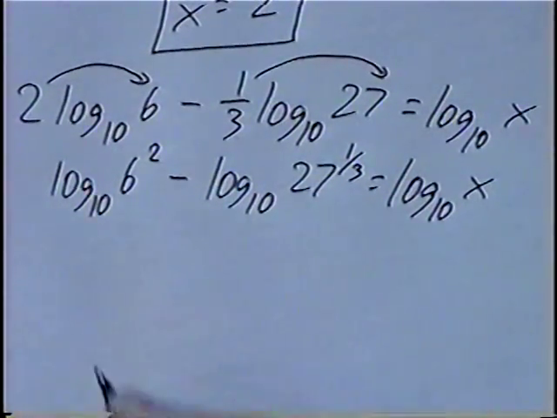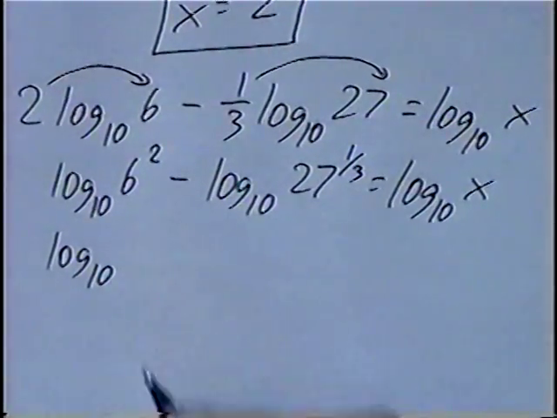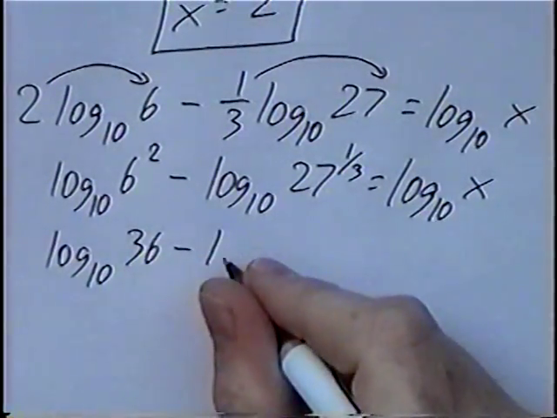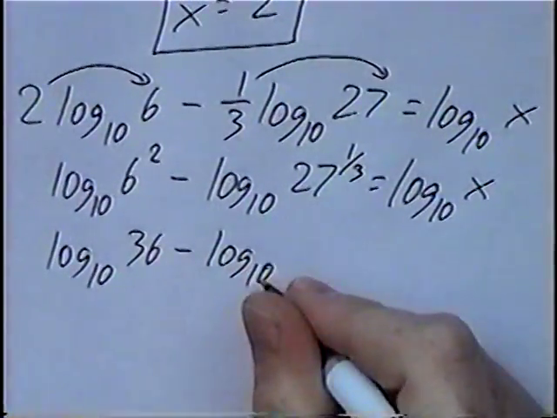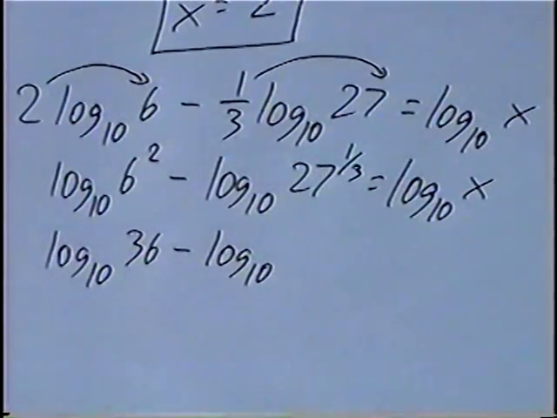Simplifying further, the log and the base would stay the same. 6 to the second power we can rewrite as 36, minus the second log, and the base would stay the same, 27 to the 1/3 power.